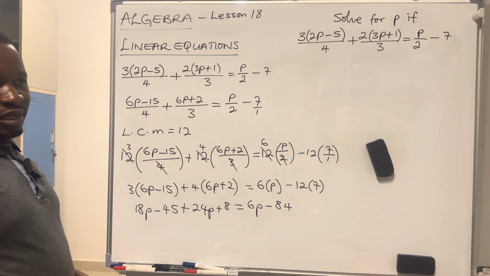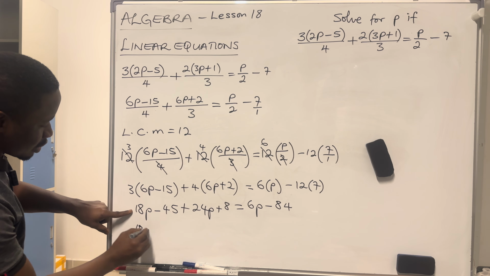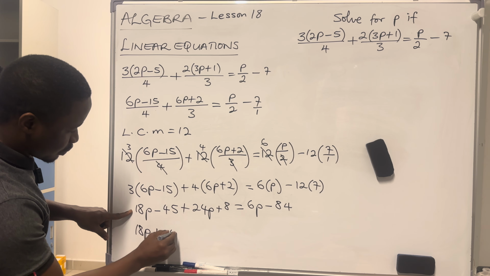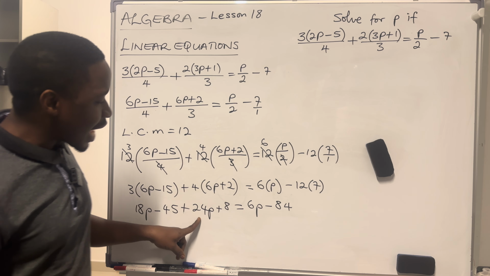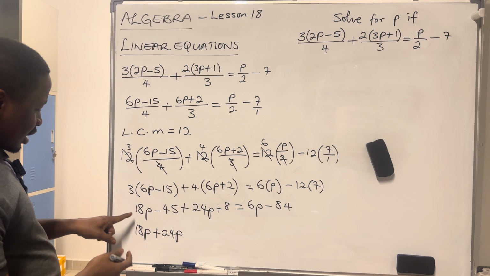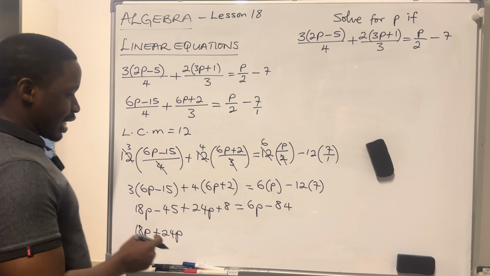Now let's consider collecting like terms. We have 18p. Any other p is this one plus 24p. Do not change the sign until you are bringing something from the other side. This is on the left, maintain the sign. On the left, maintain the sign. This is from the right. We change this plus to minus 6p.